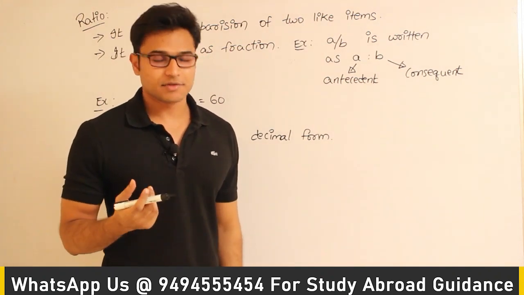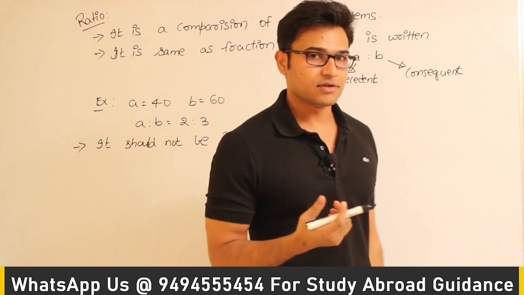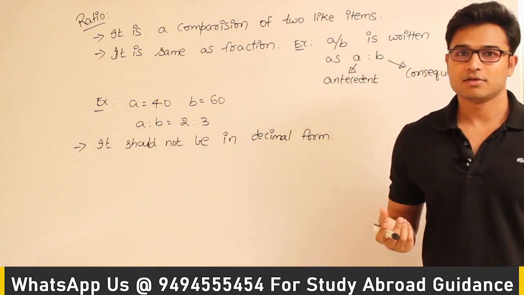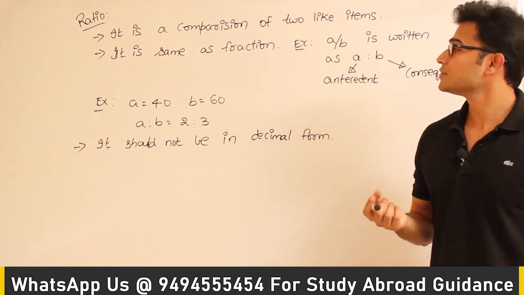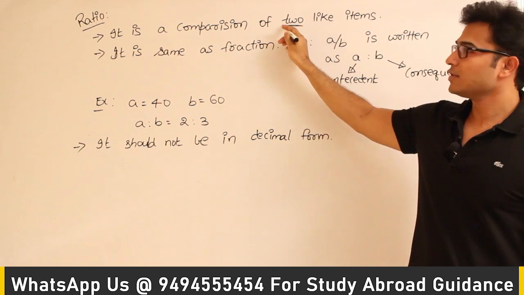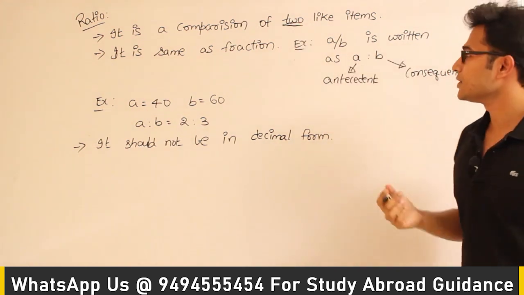Like items means you can compare either weights of two persons or heights of two persons, or you can compare money or whatever it is, they should be like items. Generally it is applied for two items, but you can even extend it for more than two items as well.